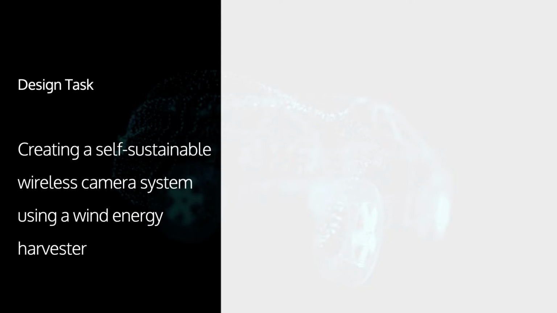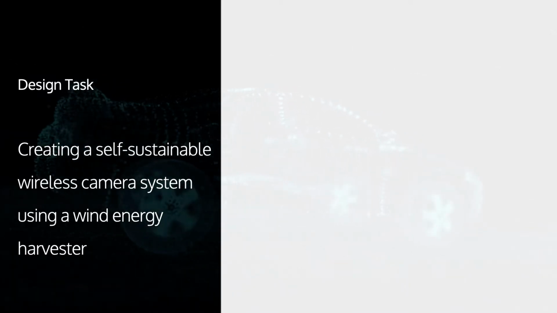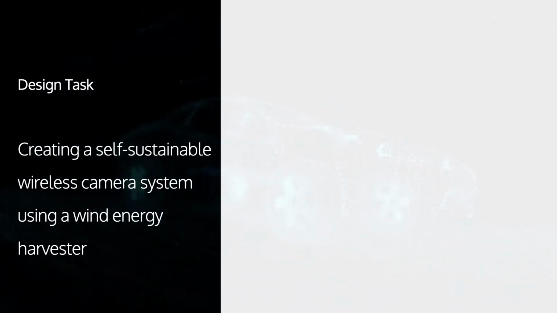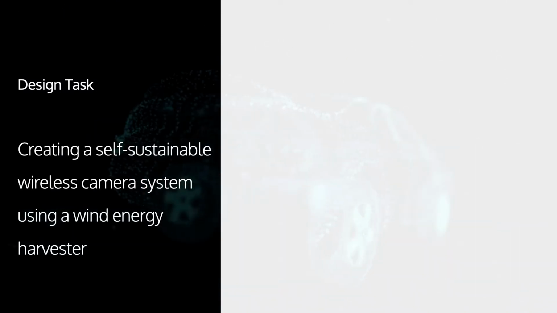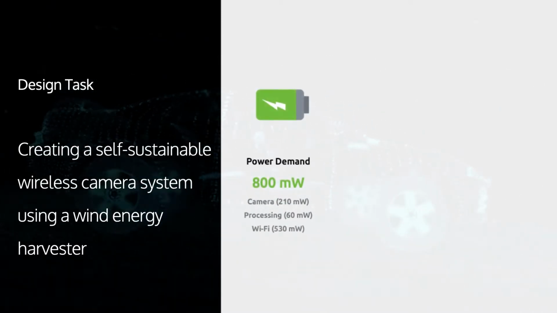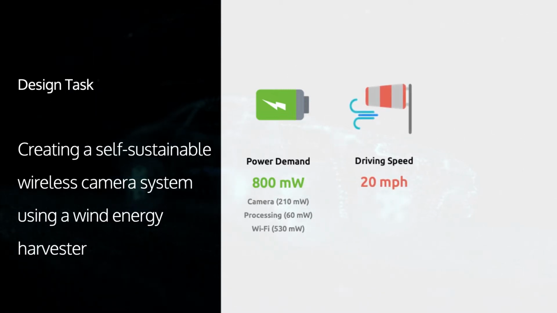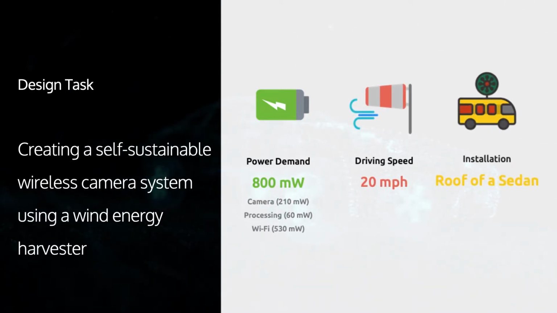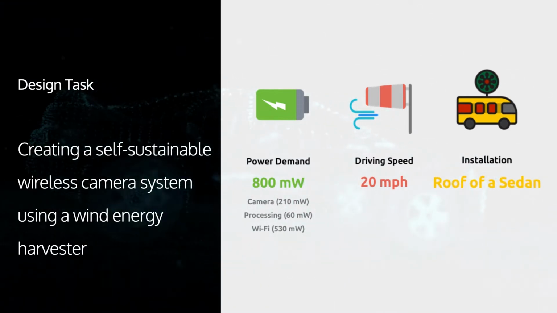To explain the features of Exergy, I'm going to walk you through the steps on how to create a self-sustainable wireless camera system. In this design task, we need to consider three major requirements. First, the system should be able to generate 800 mW, which is the power demand of the camera system. Second, the system should be self-powered at a speed of 20 mph. And lastly, we want to install this system on the roof of a sedan.